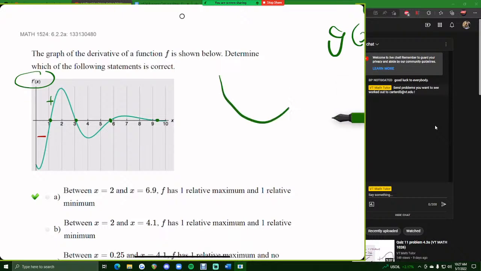So decrease to increase gives you a minimum. So below to above is a minimum at this point, at that x-intercept value. And then above to below represents a maximum, because that represents where f is changing from increasing to decreasing.